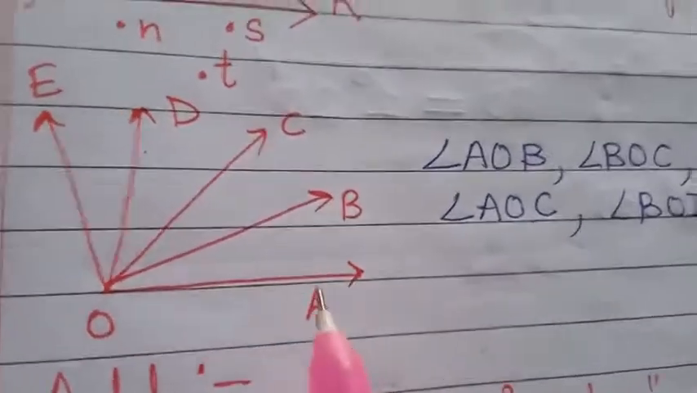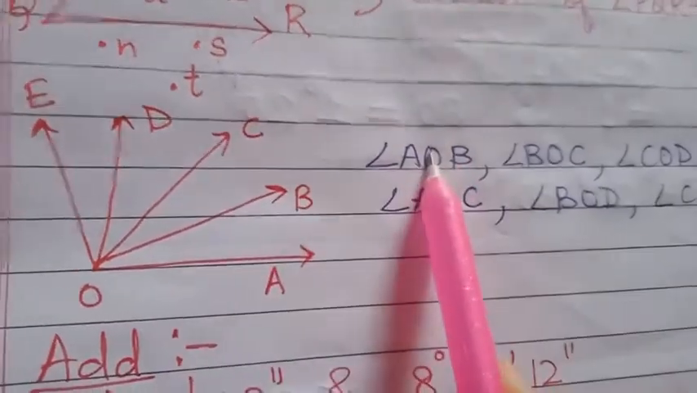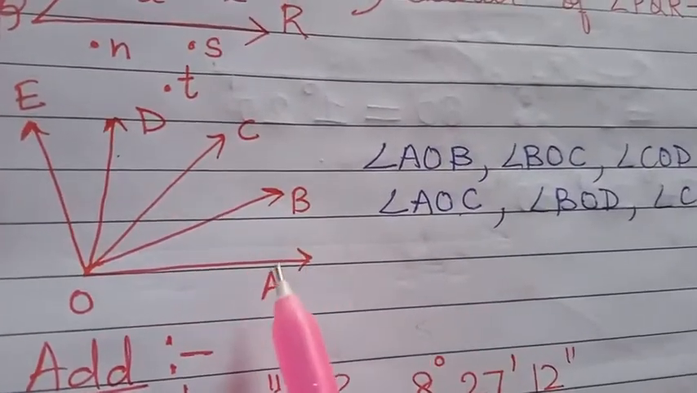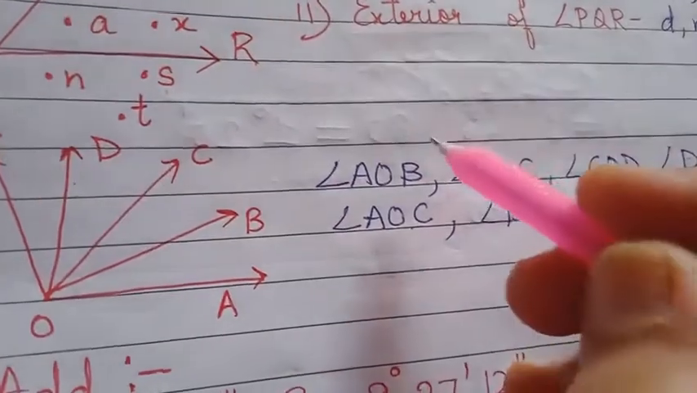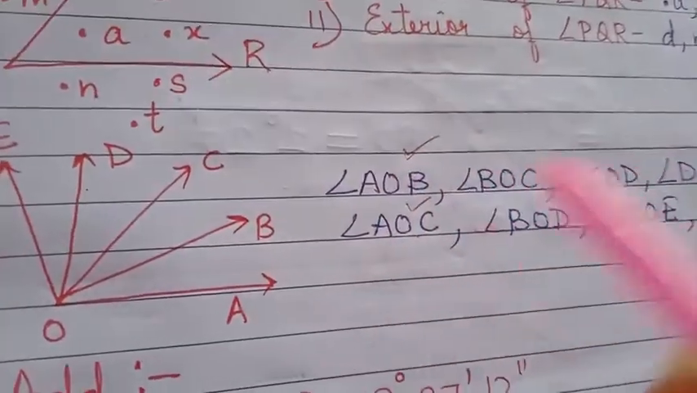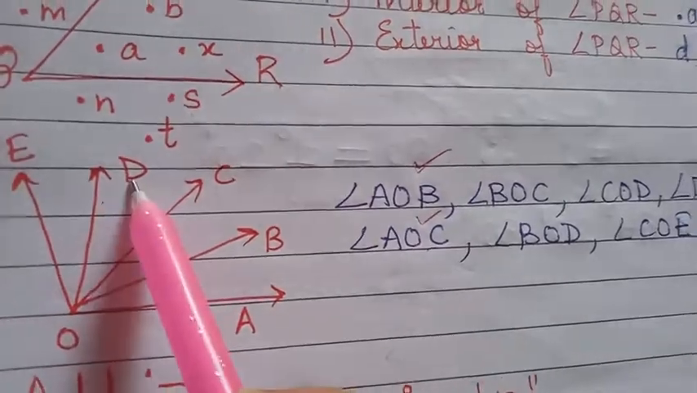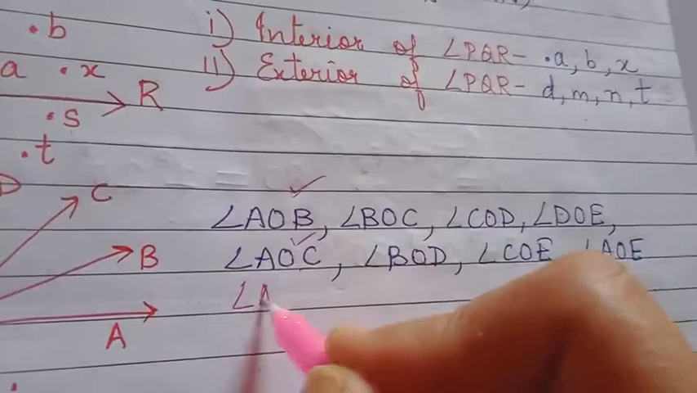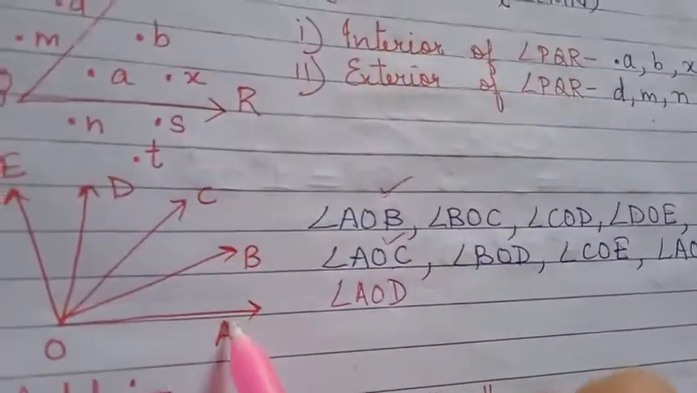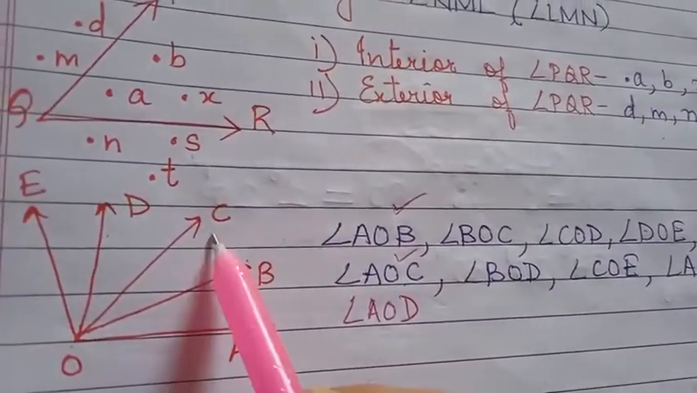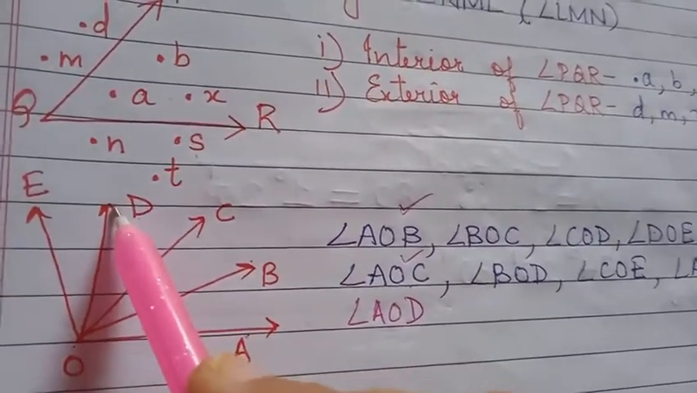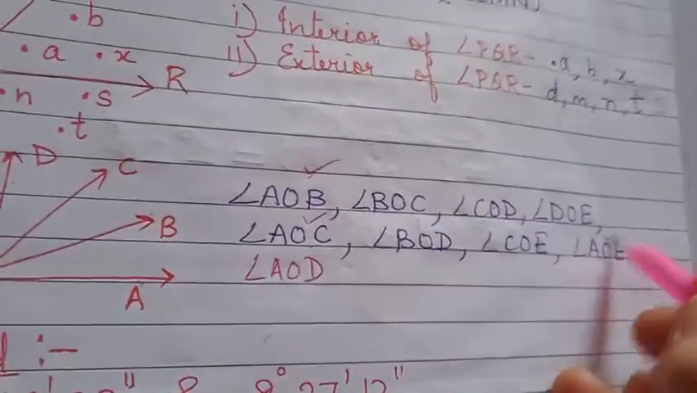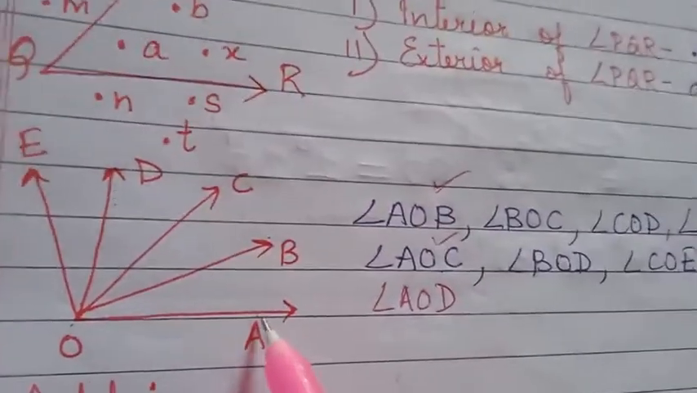So let's start with A, angle AOB. You can see angle AOB, then angle AOC, AOB, AOC I have written. Then angle AOD, angle AOD is not there, I'll write here angle AOD. Angle AOB, then angle AOC, then angle AOD, then angle AOE, which I have already written. Okay, then A's work is over.